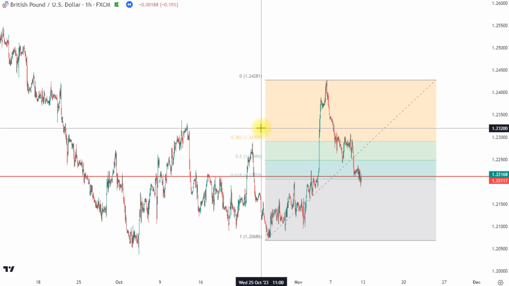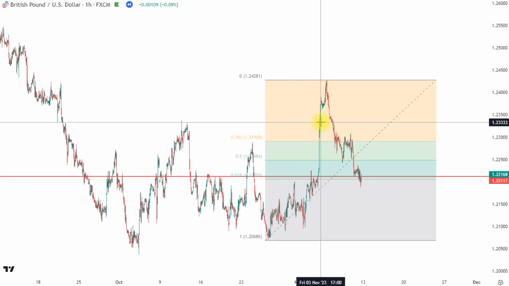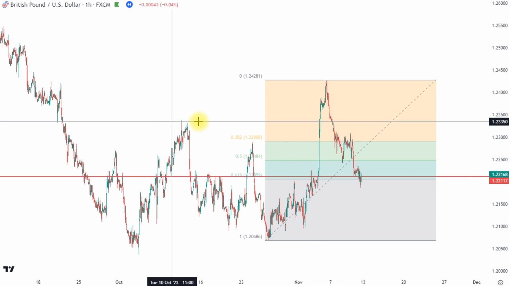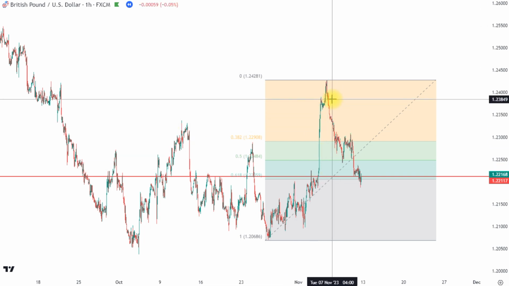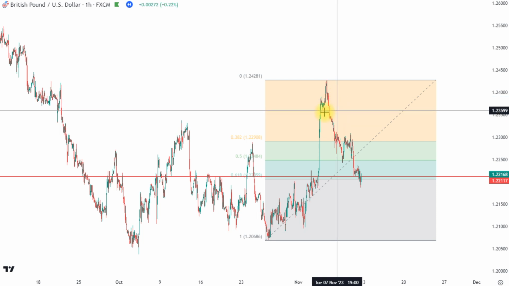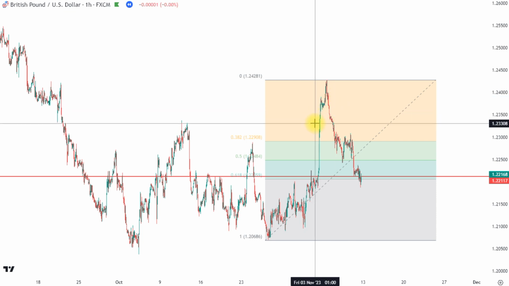And if I zoom out a little bit, for example, if some have entered the market right here and traded the breakout, this is totally fine, but really make sure that you place your stop loss at the right level.